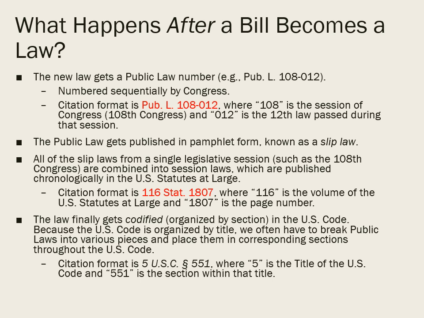Finally, the law gets codified into the U.S. Code, and that means that it becomes organized by section. Now, because the U.S. Code is organized by title, and each title covers sort of one broad subject matter area, we often have to break public laws into various pieces and then place them in the appropriate sections throughout the U.S. Code. So when you read a public law, you're reading the entirety of the law passed by Congress. Once it gets codified and placed in the U.S. Code, you're reading individual sections of it.